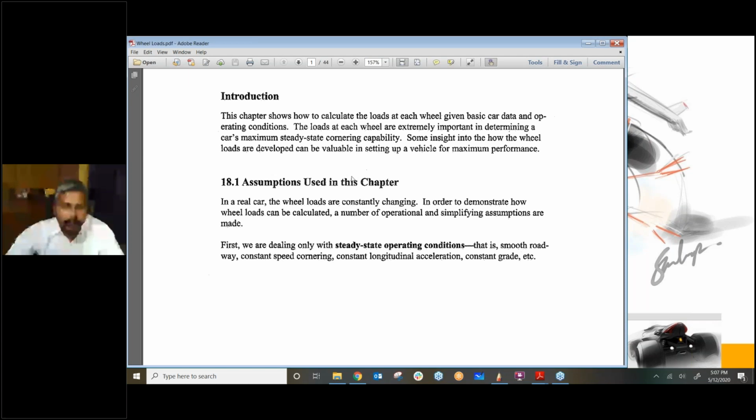Its height is H, and this force, the centrifugal force, is minus W into AY, where AY is the lateral acceleration. Now if you calculate moments about point O, the moment will be the load on the left wheel, which is WL, multiplied by the total perpendicular distance, which is T. Now this force will balance everything.